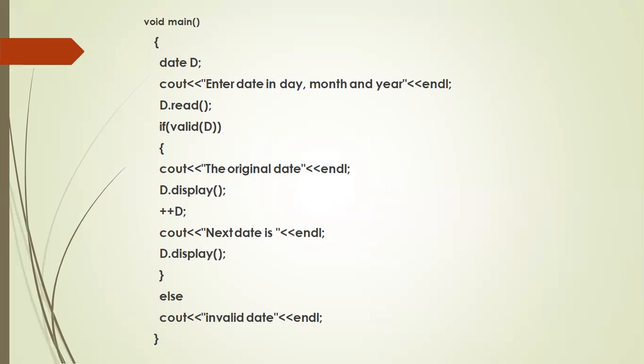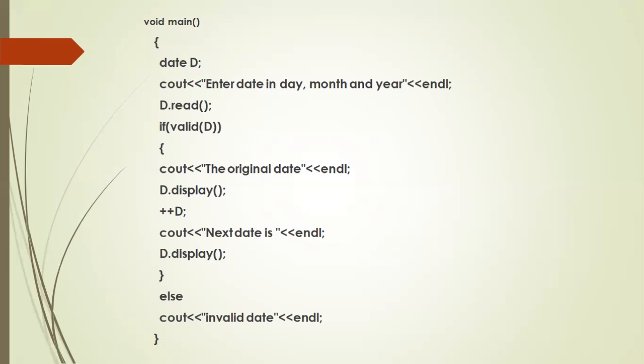So if valid d, that means whenever you write this, the main function calls the function called valid with the object d as parameter. The meaning of that statement, if valid d, means you call the valid function with d as the object and if it returns 1, instead of writing if valid of d double equals to 1, you can write like this also. If valid d means it is true only. So whenever you call the valid function, if it returns true value, meaning 1 is returned, then you display.